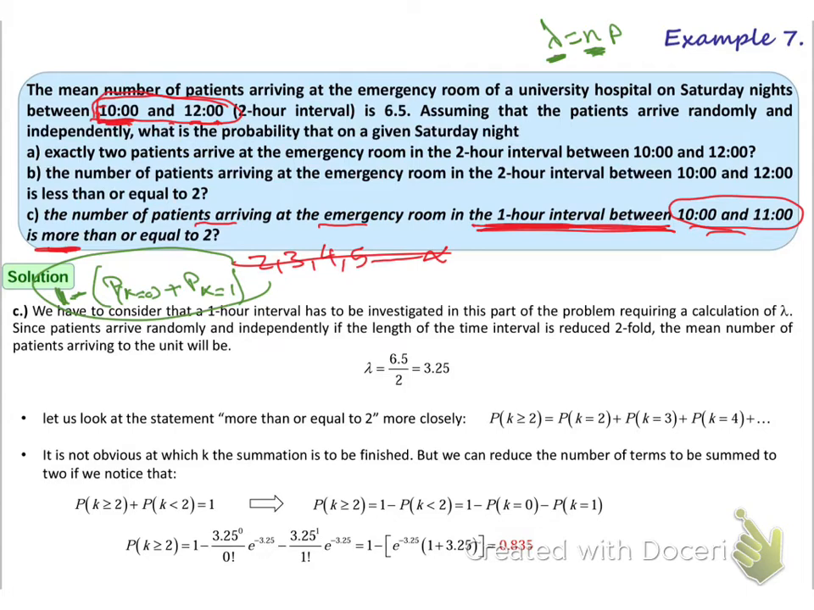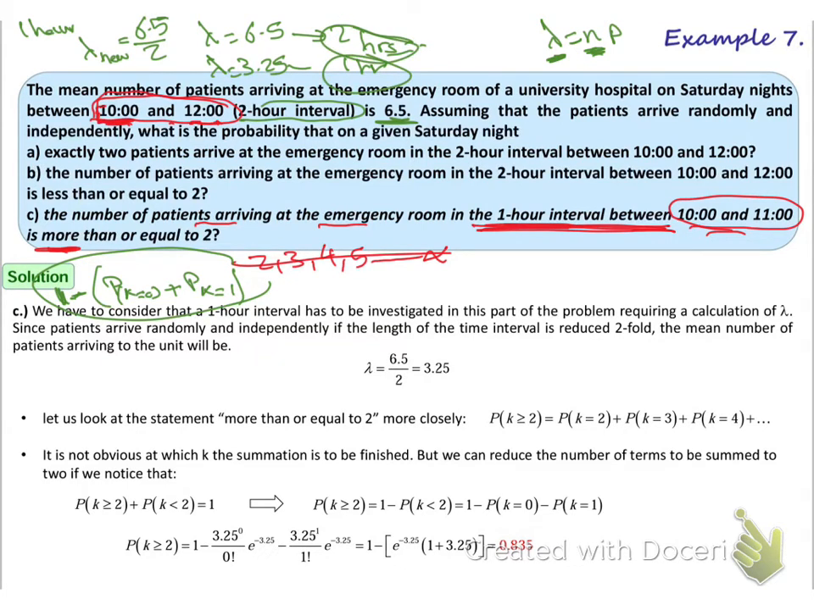So since this was for 2 hours initially, lambda equals 6.5 for 2 hours. For 1 hour only, the lambda will be half of this, 3.25. So for 1 hour, the new lambda would be equal to 6.5 divided by 2, because 1 hour is half of the 2 hours. If it is half of the period, we assume the number will be half of it. So the only trick here is that it is 1 hour, which means I'll have half of the lambda. This is the only trick, and the rest will be the same. So lambda new is 6.5 divided by 2, equals 3.25.